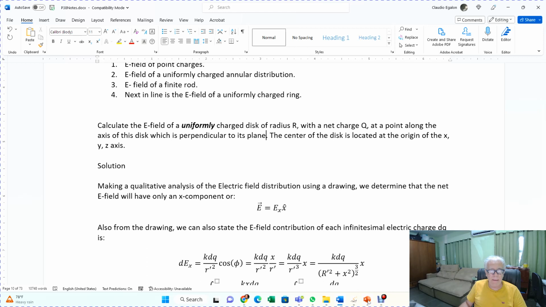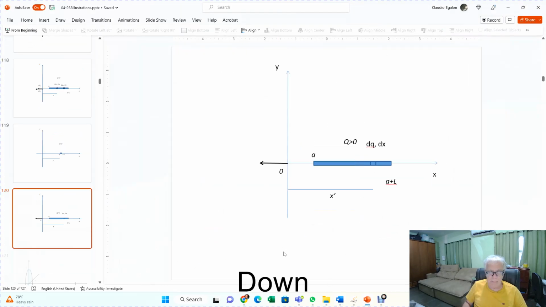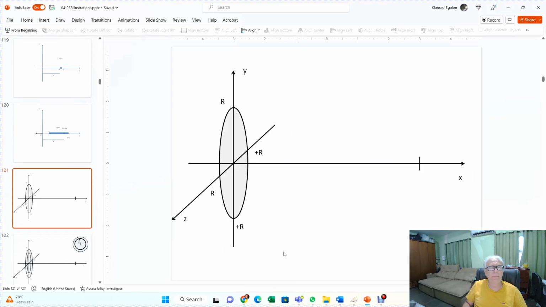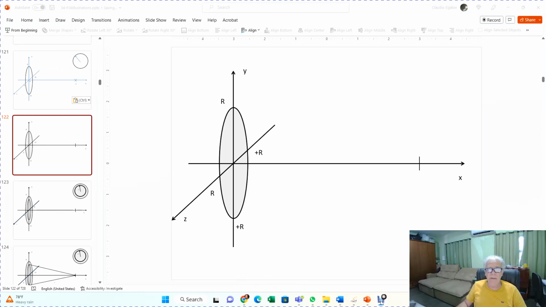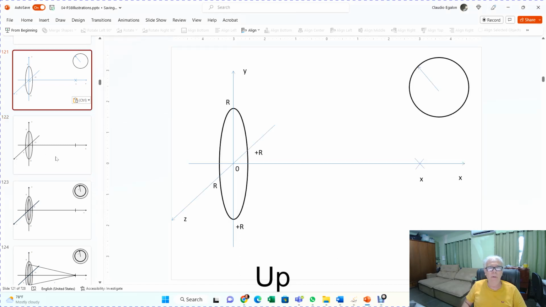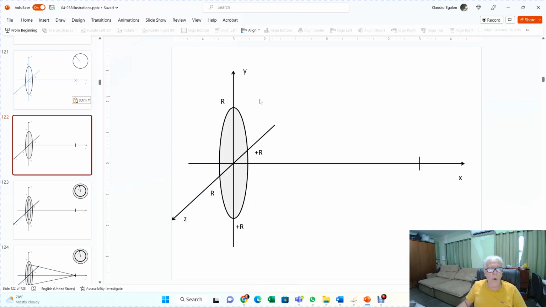How does it look in a drawing? It looks like that. So here is my disk, which, by the way, is oriented in the same way that the ring was oriented. Remember how we did that? Here's the disk orientation, here is the ring orientation. The difference now is that this whole plane that you see right here is uniformly charged.